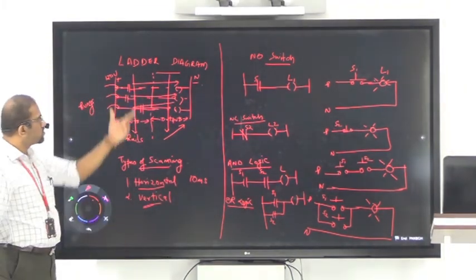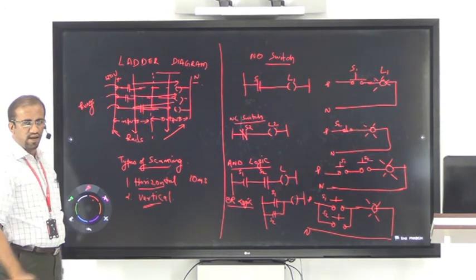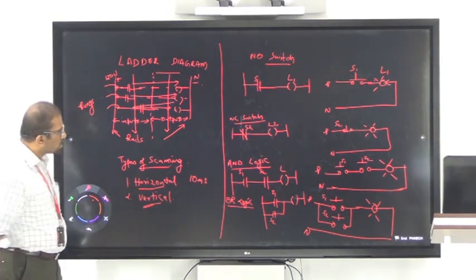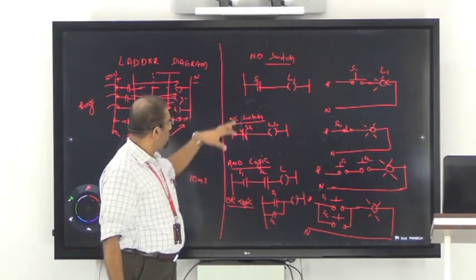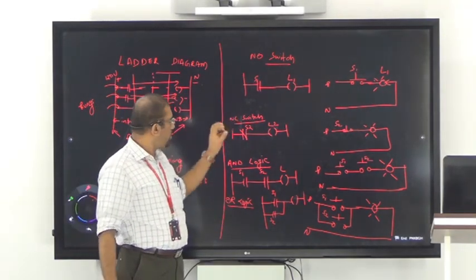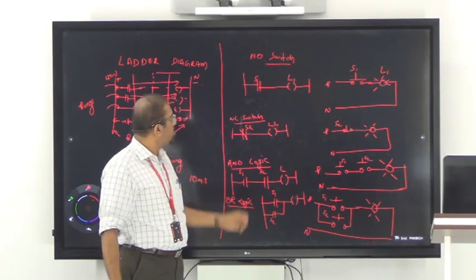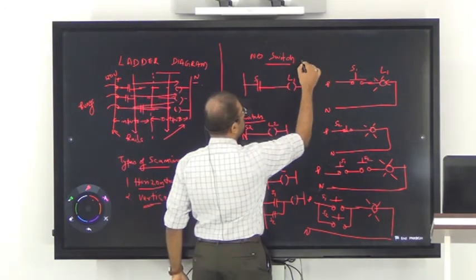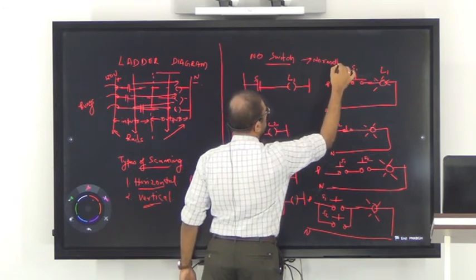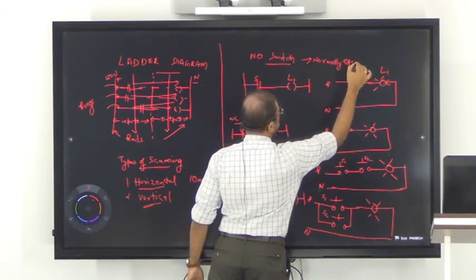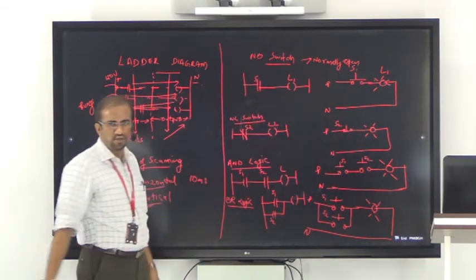So I think you have got the structure of a ladder diagram. Now, the basic of a ladder diagram is NO switch along with light and NC switch along with light. NO switch means it is a normally open switch. It is known as NO switch.